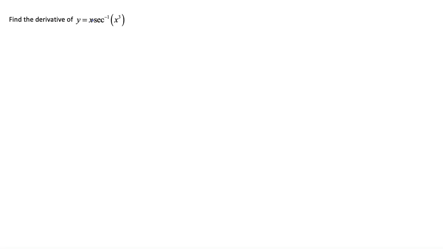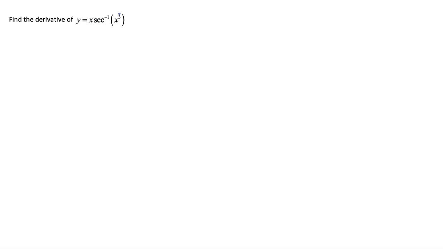Find the derivative of y equals x times secant inverse of x to the third power. All right, so we do see this secant inverse, right? So that's the inverse secant function, but there's also an x here, x times. So what does that mean? We're going to have to use the product rule here.